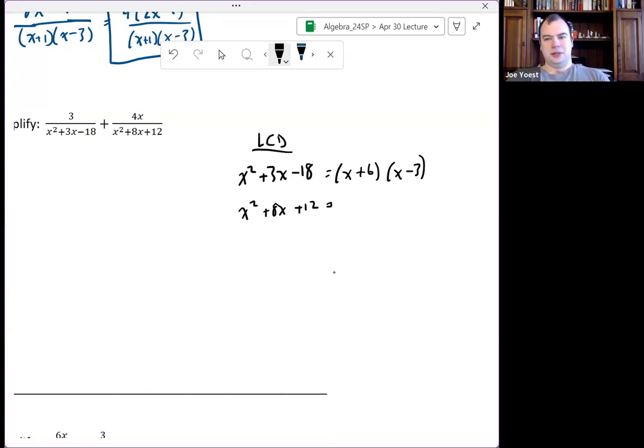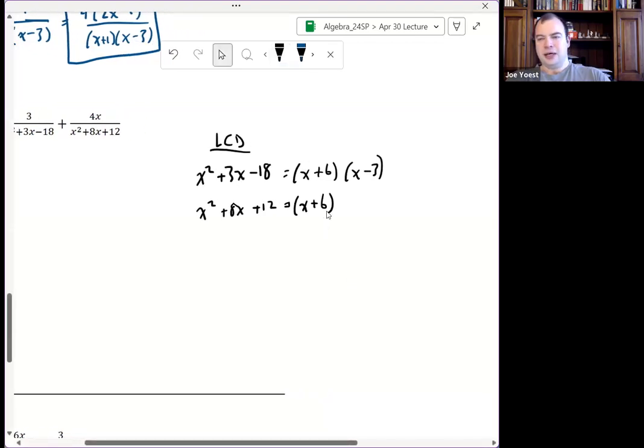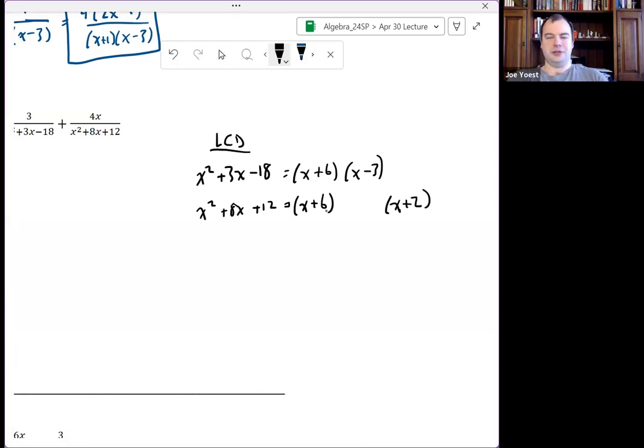x squared plus 8x plus 12: are there two numbers that multiply to plus 12 and that add to plus 8? I think that's 6 and 2. So I have a factor of x plus 6 that is also in the second one, so I'll write it below that one. I also have a factor of x plus 2 that's a new factor that I haven't seen before. I'll write it in its own column.